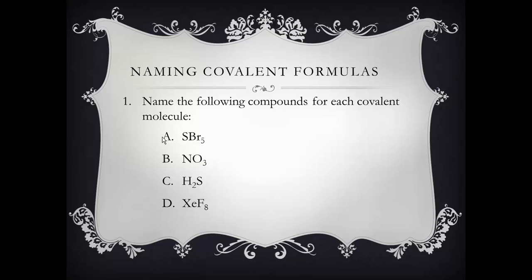Alright, naming. It is what it is, so you just gotta know how many atoms there are and use the right prefix. Here we have SBr5. 5 means penta. The first element is sulfur, so sulfur pentabromide. NO3, it's not nitrate because there's no ion there, no charge. So nitrogen is single, so it's just nitrogen, and 3 oxygen, so it's trioxide, nitrogen trioxide.